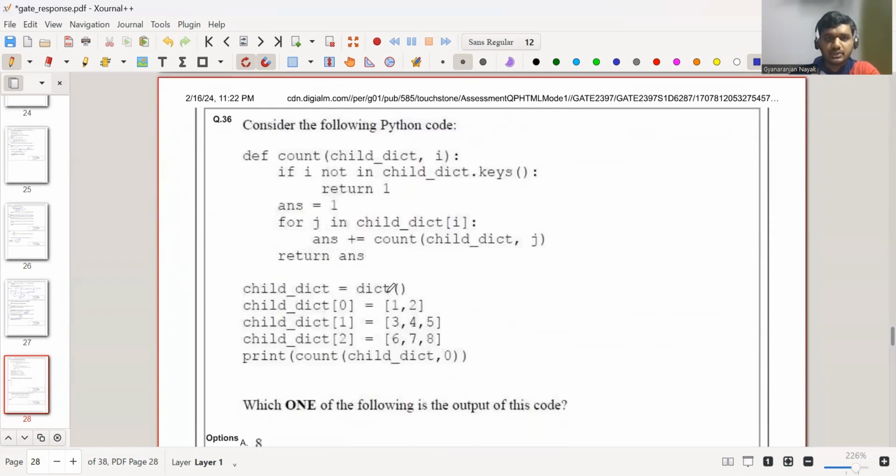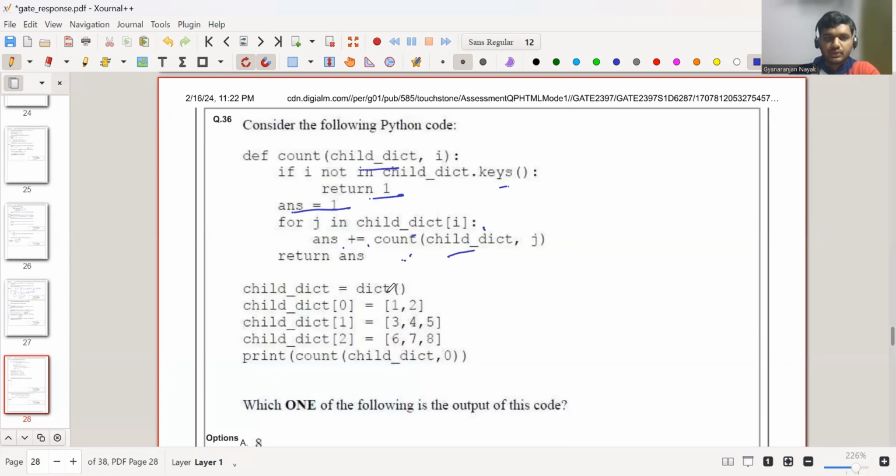So consider the following Python code. Define count, child dictionary and i. If i is not in child dictionary, then return 1. And we assign answer equal to 1. For j in child dictionary i, answer equals answer plus count child dictionary j, then return answer.